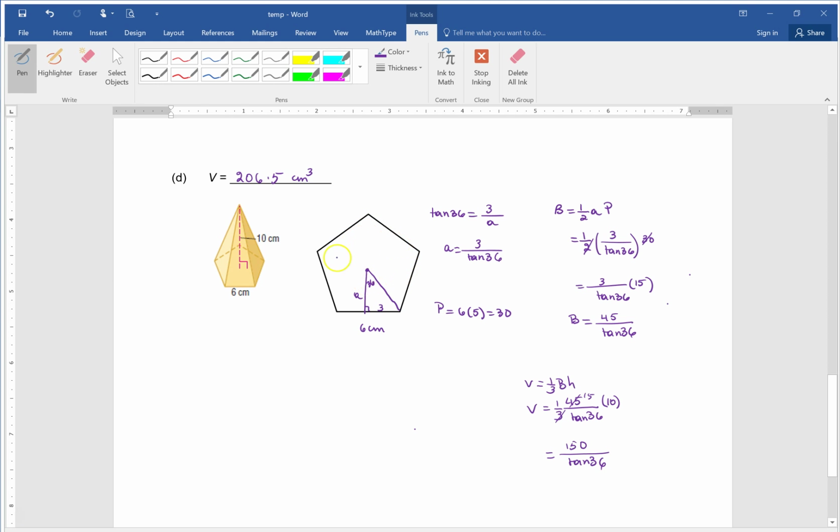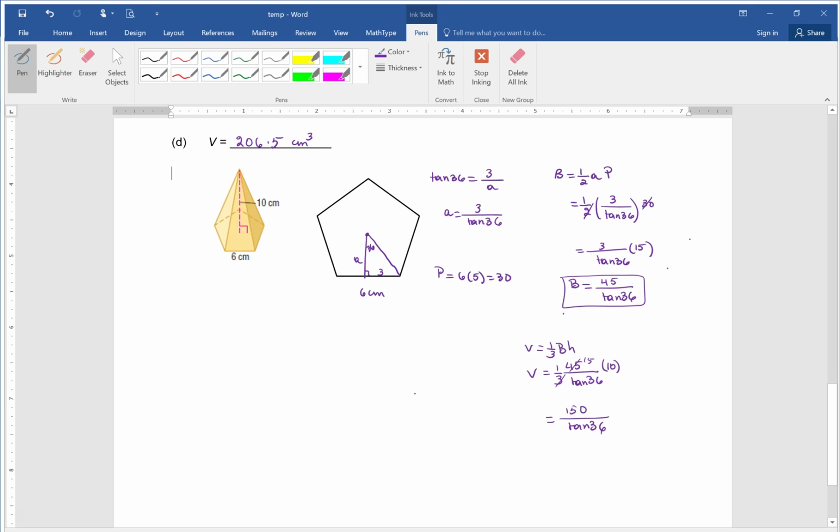So to find the area of the pentagon, this angle is 36. So tangent of 36 is 3 over A, which means A is 3 over tangent of 36, and I just left it that way. Perimeter is 30. So the base area is half times the apothem times P. If you do some mental math, not even mental math, just cross out, simplify. The base area is 45 over tangent of 36.